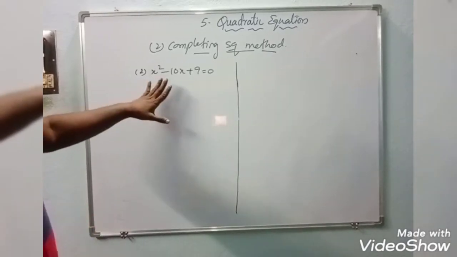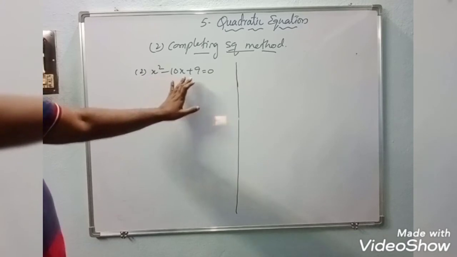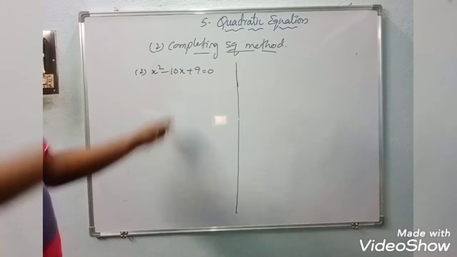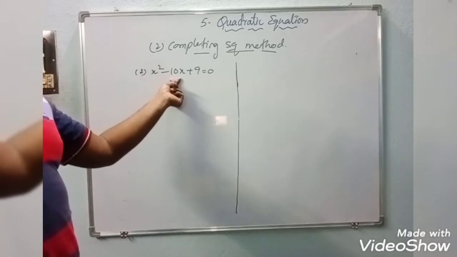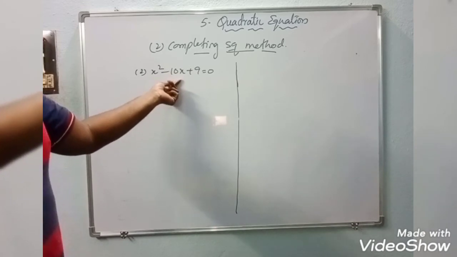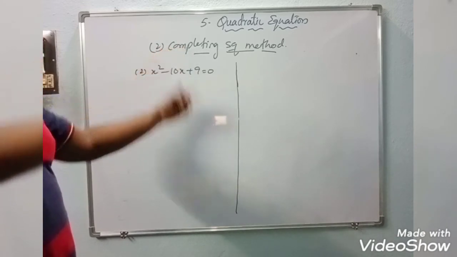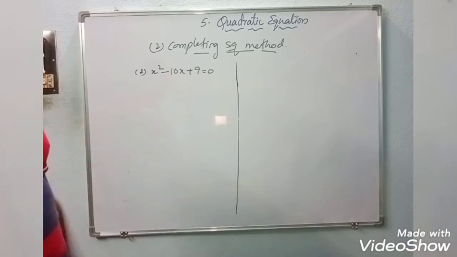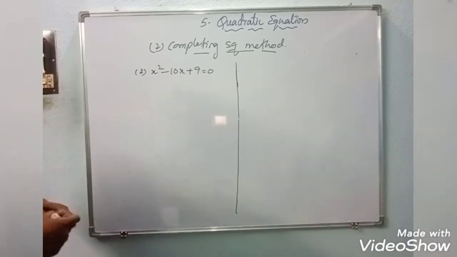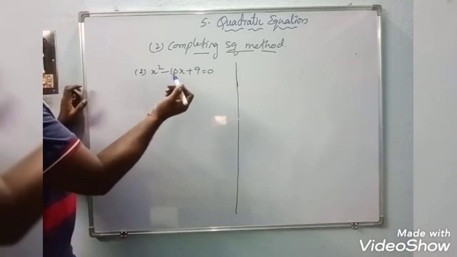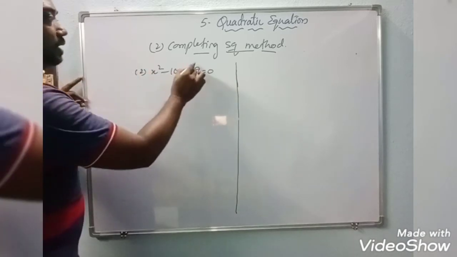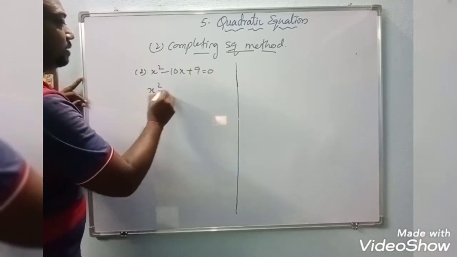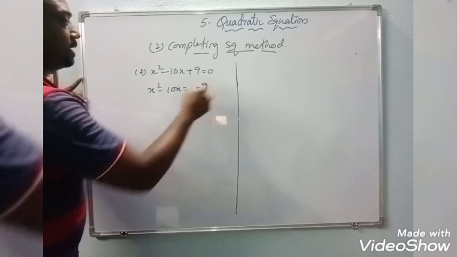Now here is the equation x² - 10x + 9 = 0. Now see here, the middle term is an even number. Previously we took odd numbers and solved using the completing the square method. Now we are taking an even number and solving it. The same procedure we are following. First step, I am sending the c value, that is x² - 10x = -9.